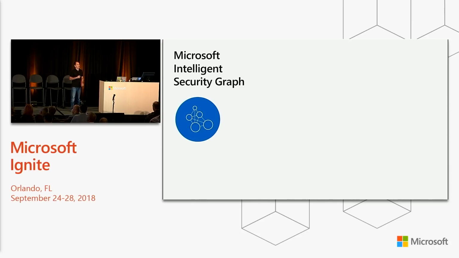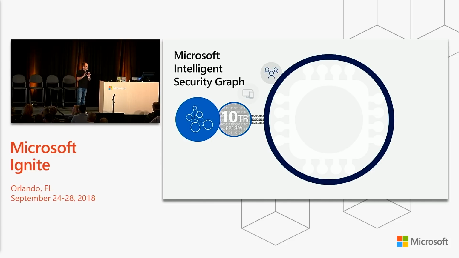But we're not done there. Think about this. As you may have heard earlier this week, we collect trillions of data sources today, and we feed them into an intelligent security graph. Those data sources include Exchange Online Advanced Threat Protection, Windows Advanced Threat Protection, which includes Windows Defender services. We look at all of our authentication requests. We scrape the web. We work with law enforcement agencies.